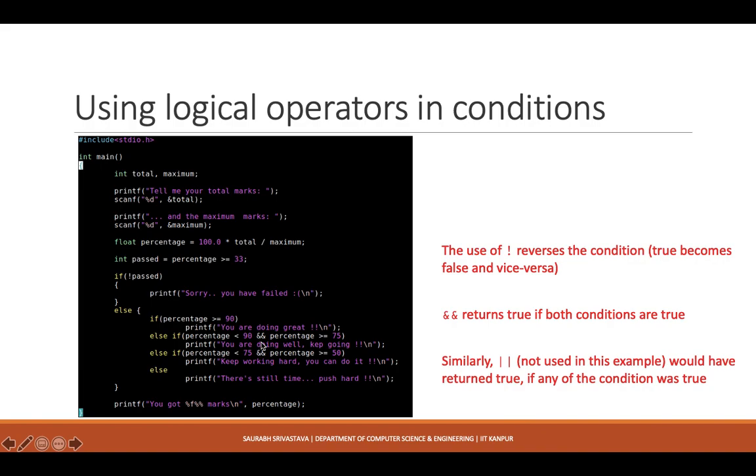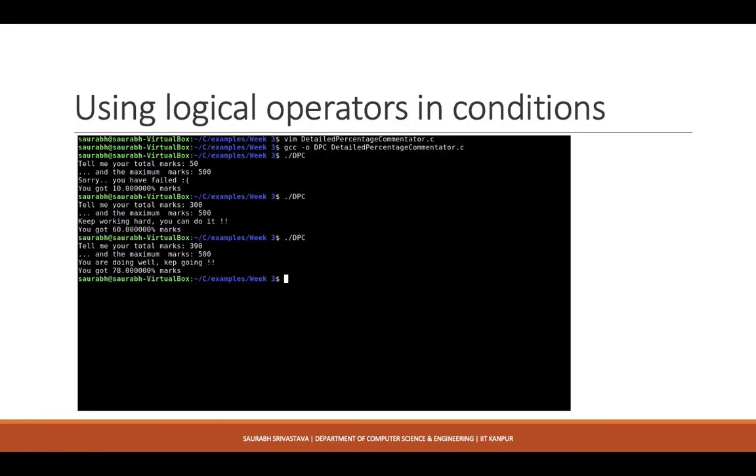Similarly, there is or. I have not used or in this example, but or means that if either of these conditions are true, or will evaluate to 1. So basically the same thing that we discussed in Boolean algebra. So this is an example. Here the percentage is 10, so it simply says sorry, you have failed. Here the percentage is 60, it prints some message. Here the percentage is 70, it prints something else, right? So you can see how the code blocks get executed in different cases, okay.